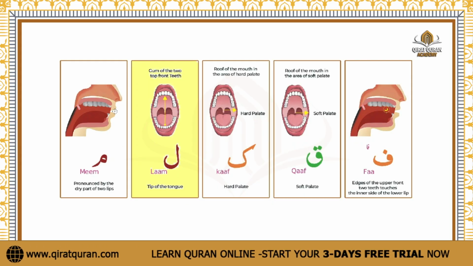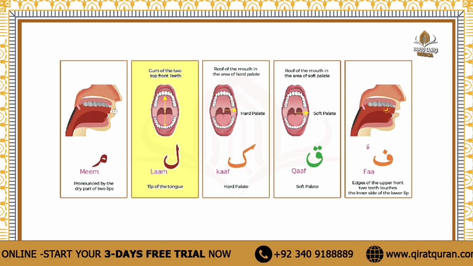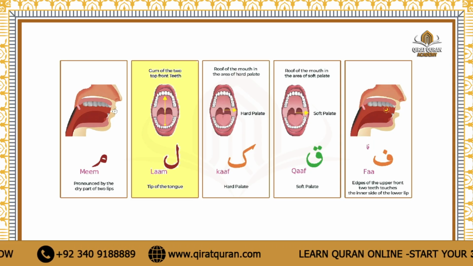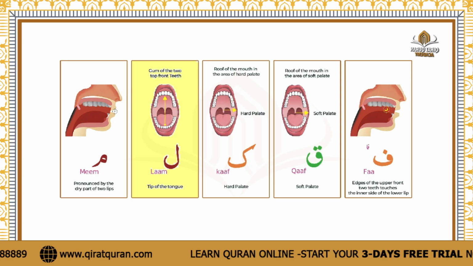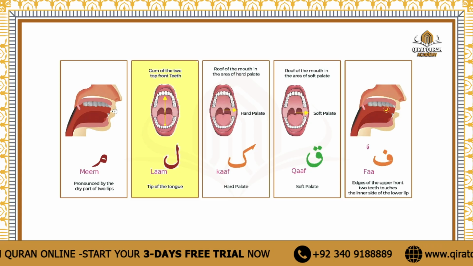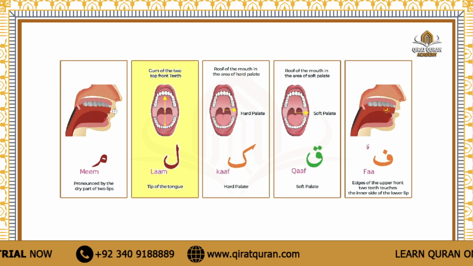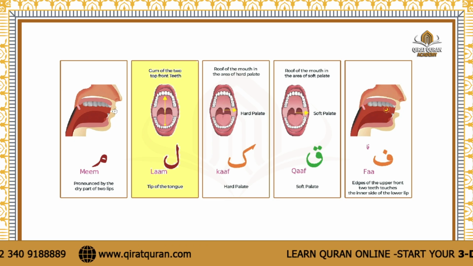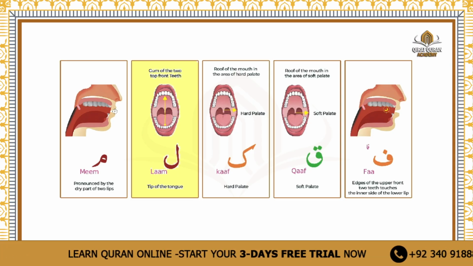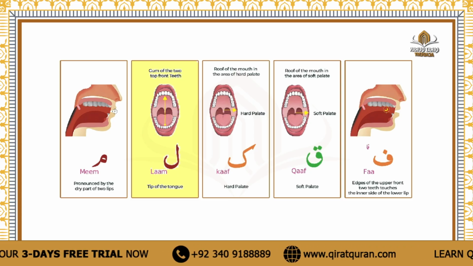The origin of this letter lam is the tip of the tongue, and it will connect to the gum of the two top front teeth. This is the tip of the tongue, the very last part of the tongue, and it will connect to the gum of the two top front teeth here. So that's how you have to pronounce lam. Lam. So the tip of the tongue will connect to the gum of the two top front teeth. This is the origin of letter lam.